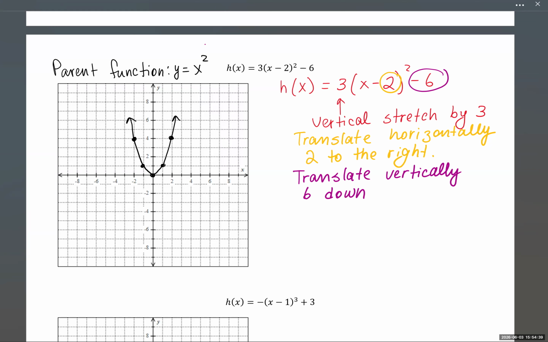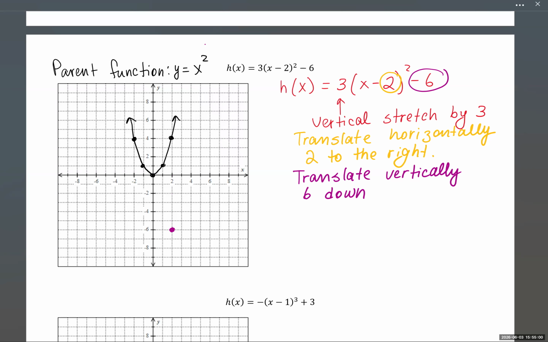Okay, now putting it all together in the actual graph. I like starting with translations first. So we're going 2 to the right and 6 down. We're going to start with the vertex. 2 to the right, that's right here. 6 down, that's right here. Okay, the function is still going to open up, point up.